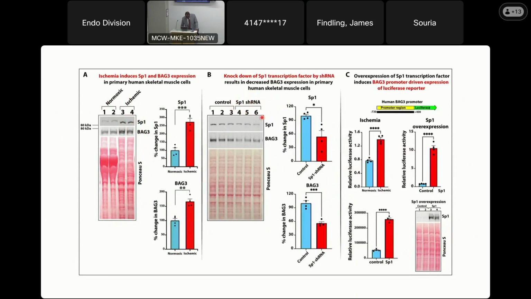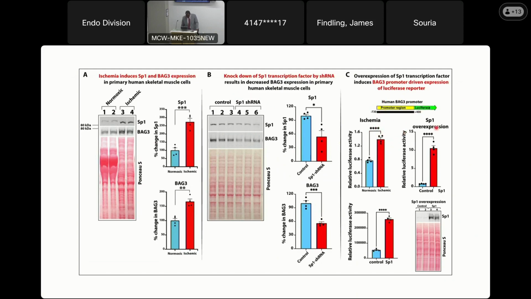So here we're using siRNA to knock down SP1. You can see that also results in decreased BAG3 expression. And that's the quantifications shown here. Next thing we did was go back to that same promoter construct and look for activity using the BAG3 promoter, driving luciferase.